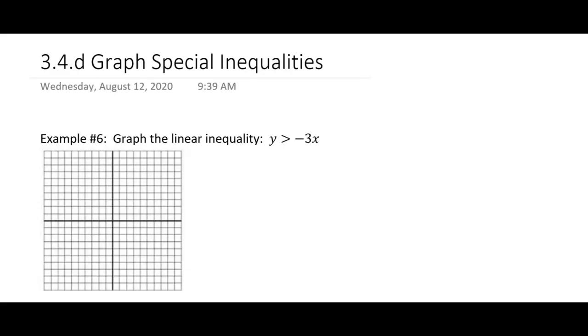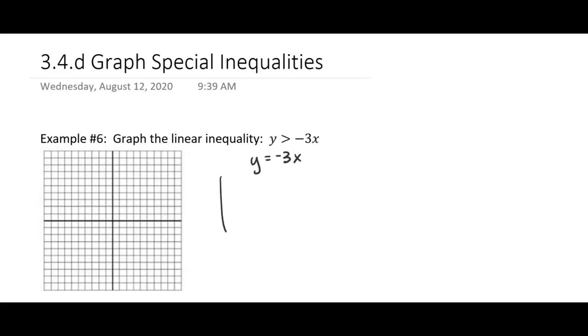So we're going to graph some special inequalities. I don't know how special they are, but they're a little bit different. So again, you can write it as an equation, y equals negative 3x. Now you can graph that equation using either the intercept method, or you can use the slope and y-intercept, or you can just make a table of values.